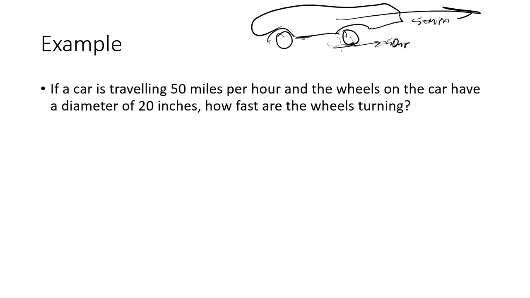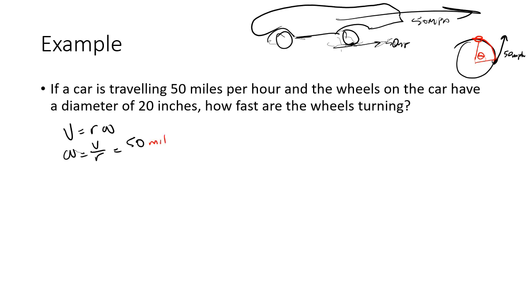And so what we're looking at really is a circle where the linear velocity, the tangential velocity, is 50 miles per hour. And we want to know how fast it's rotating. Well, we can set that up. We know that V equals R omega, but this time we're looking for omega, so it would be V divided by R. And so the velocity is 50, and we're in miles per hour.